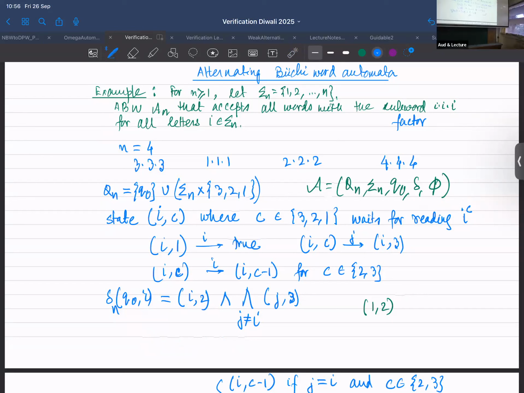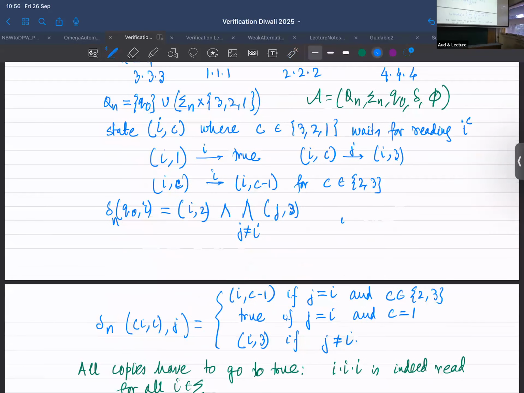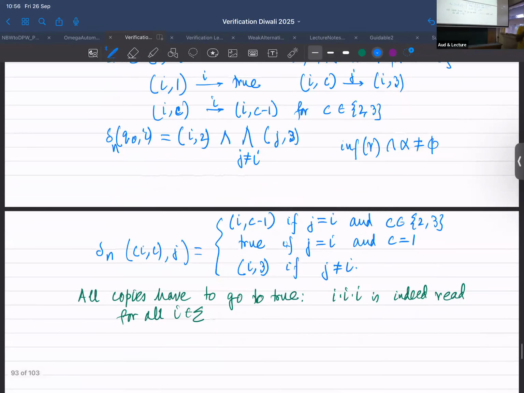So what is the Büchi acceptance? It says that inf of R intersection alpha should not be empty. Since your alpha is empty, this is empty. So then we are fine. Okay, good. Thanks, Risha. Okay, so then I think we are convinced now that this indeed works.